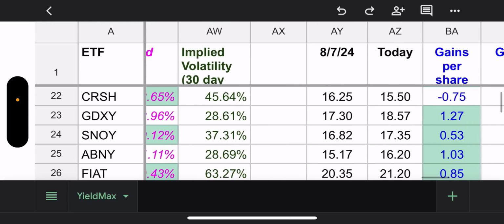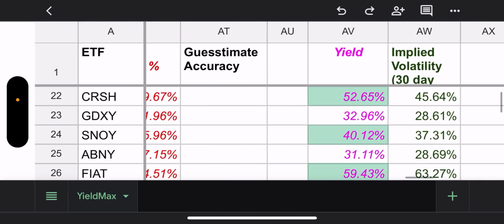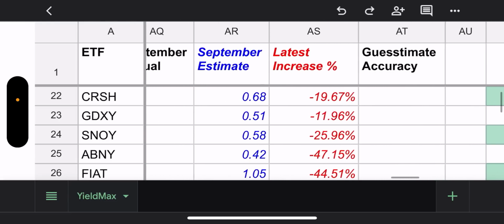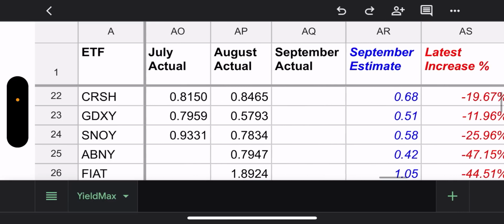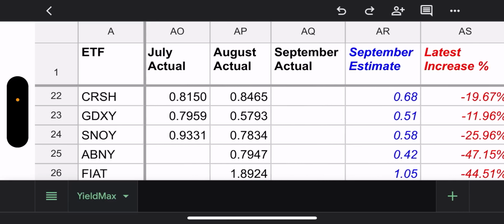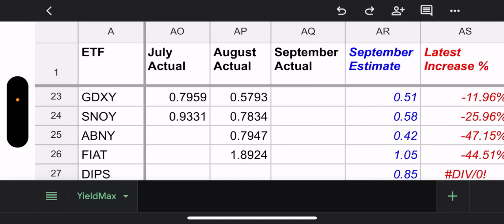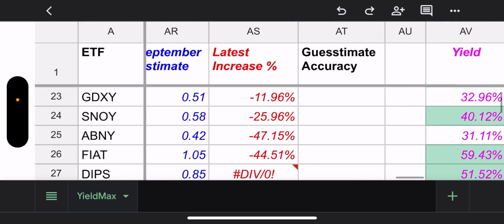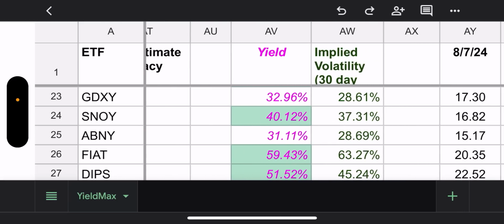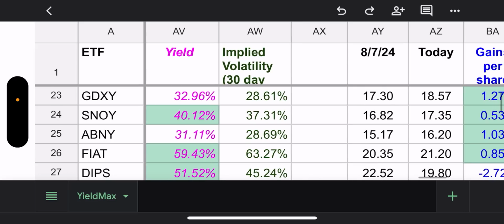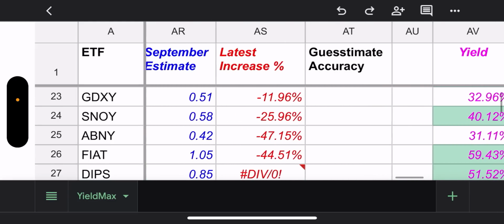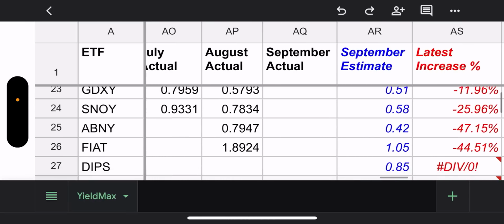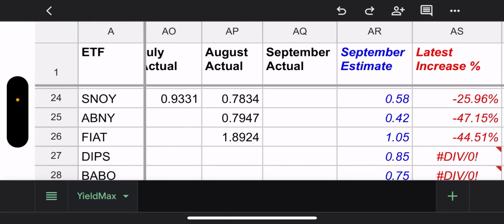IV. However, they lost 75 cents per share. Why did I give them 52%? To be honest, I don't know. I just looked at the last few payments and they were so high that I just went with it. Still decently high in my opinion. GDXY, they paid 57 cents last month. I'm going to give them a decrease down to 51 cents. That would put them at a 32% yield, which is comparable to their IV, only off by 4%. They made $1.27 per share though this month, which is really good. So I could be lowballing there.